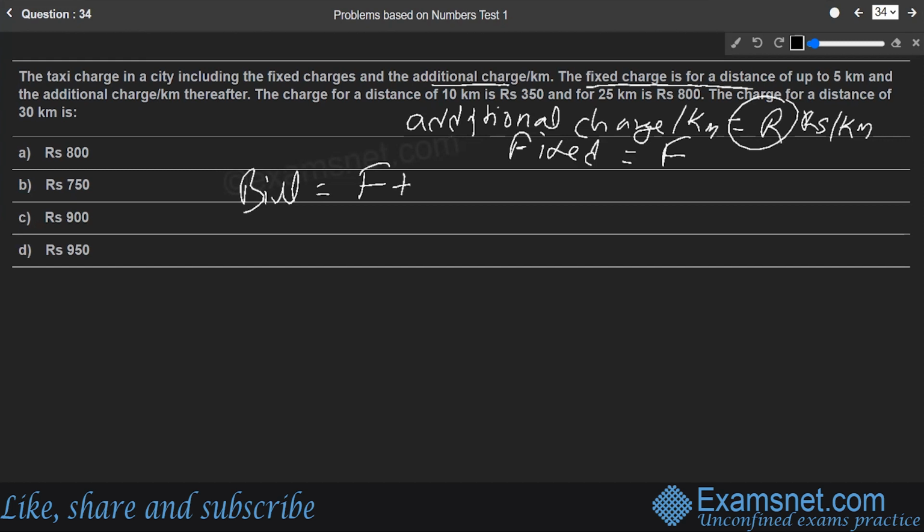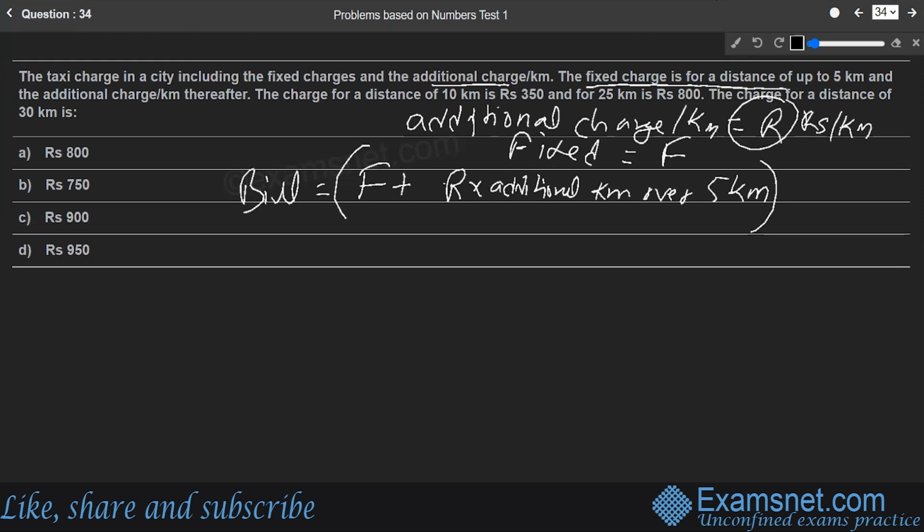The next condition given is that the fixed charges are for a distance of up to 5 kilometers. So if you run till 5 kilometers only, you will have to pay only the fixed charge. But if you run more than 5 kilometers, then as many kilometers as you run beyond 5, that kilometer value multiplied by the rate will additionally have to be paid by you. So the bill can be written as fixed charge plus the rate into the additional kilometers over 5.